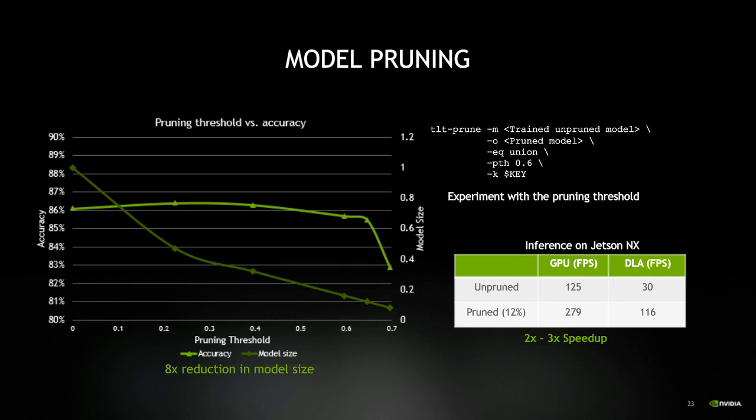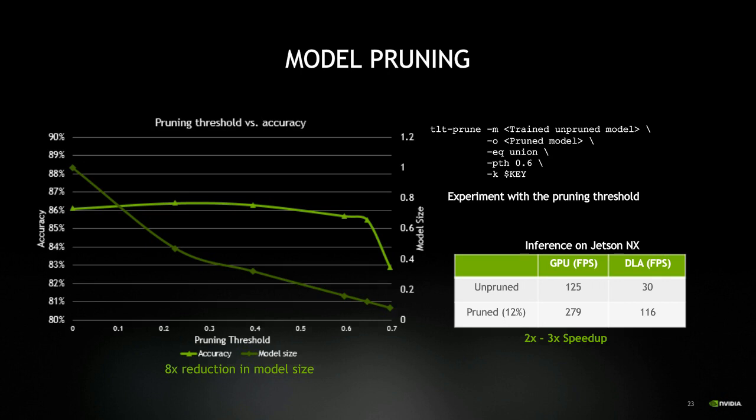The model size line shows the size of the model scaled with respect to the unpruned model. As you increase the pruning threshold, the model size decreases. With a pruning threshold of 0.6, we are seeing almost 8x reduction in the model size. Pruning threshold is something you will have to experiment with to understand how much you can prune on your dataset without significant loss in accuracy. This is highly dependent on model architecture and dataset.